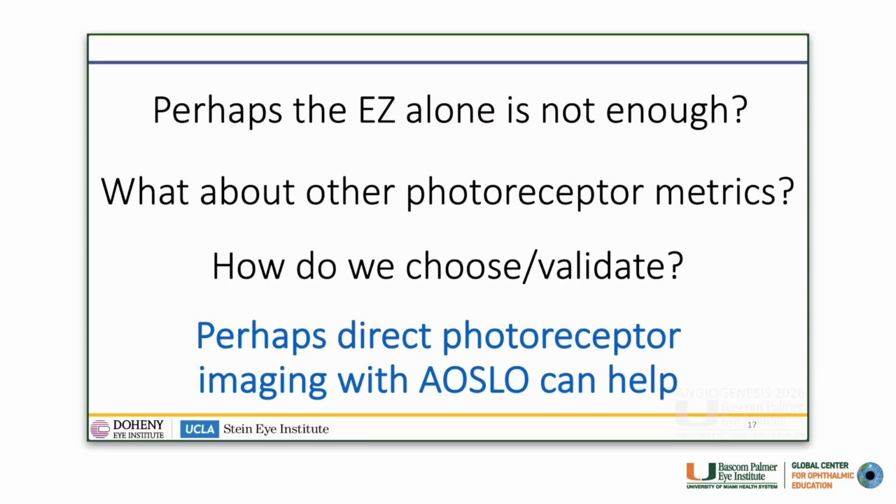So this really raises the point that maybe the EZ alone is not enough. There may be other photoreceptor metrics that we might need to consider, but the question is, how do we choose them? How do we validate this? And this is where we thought direct photoreceptor imaging with adaptive optics could help.